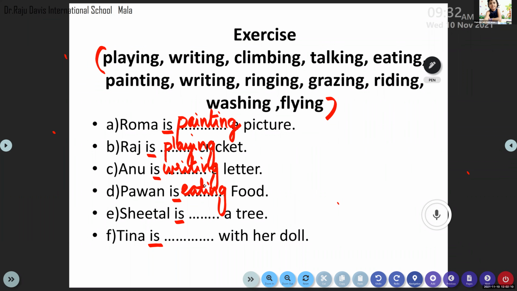Ma'am, there are two writings. That's okay. That means we have sentences related to it. Don't get worried. Nainika, come on. Yes, ma'am. Come on, read the sentence. She is dash a tree. So, climbing a tree. Yes, very good. She is climbing a tree. Very good.